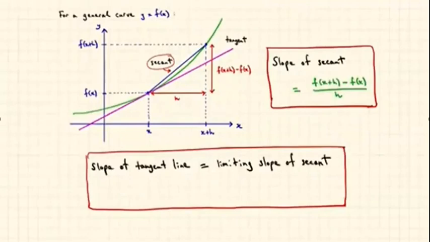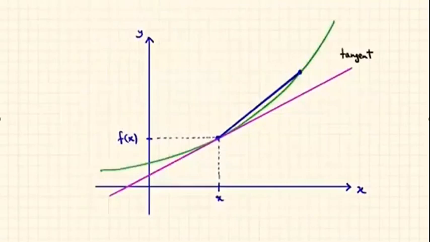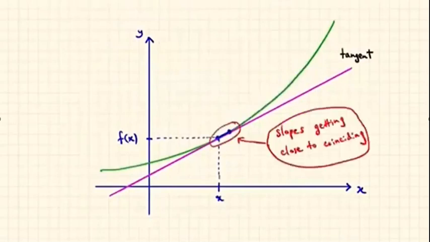h. The slope of the tangent line is the limiting slope of the secant as h tends towards 0. You can see this visually as a new point slides down the curve towards the original point. The secant gets shorter and shorter and shorter. We capture this idea using this limit notation. LIM is an abbreviation for limit.